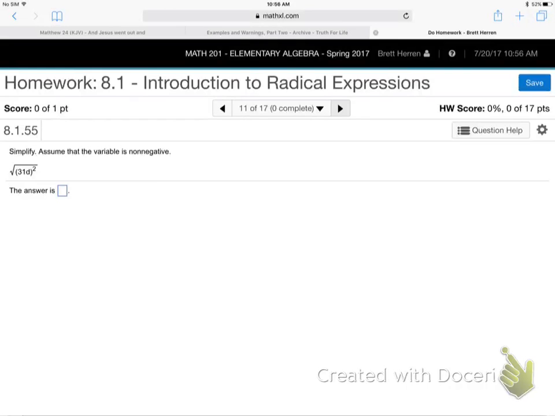All right. Okay, so square root of 31d squared.